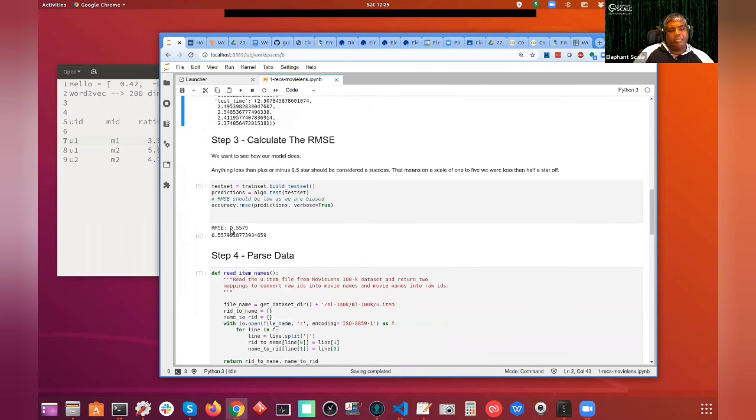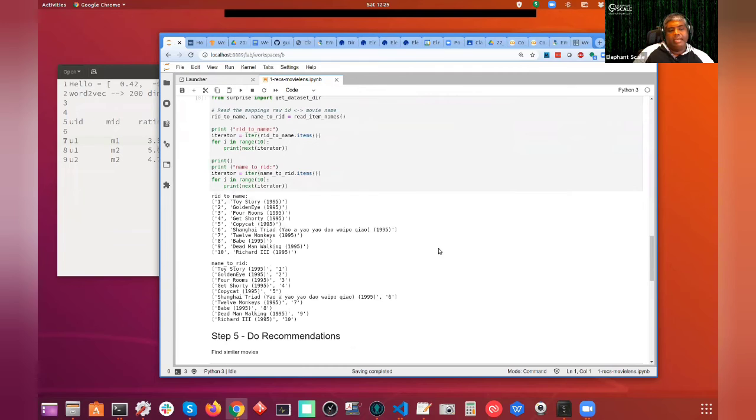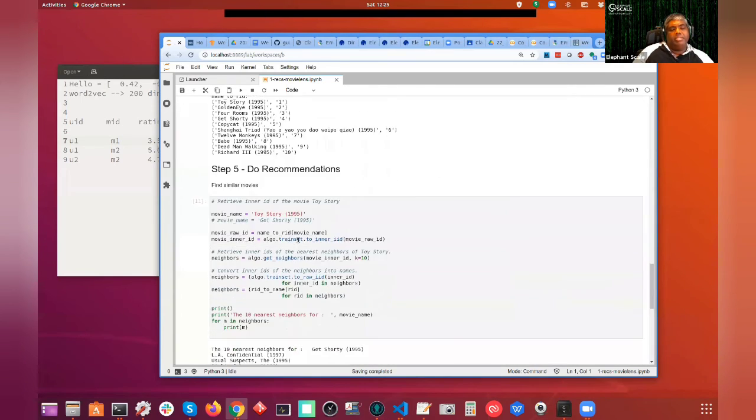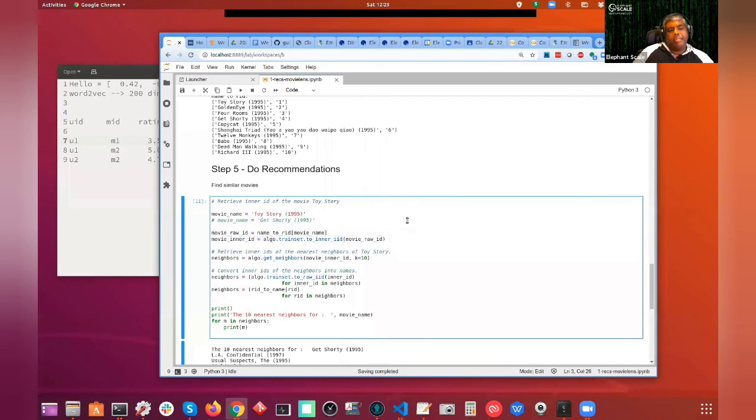So my average RMSE is about 0.55. What you will find is, these are the movies, and for each movie you see the movie IDs. Let's say you like the movie Toy Story. What other movies would you like?